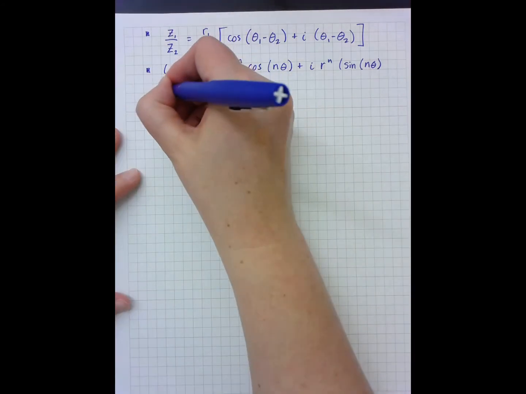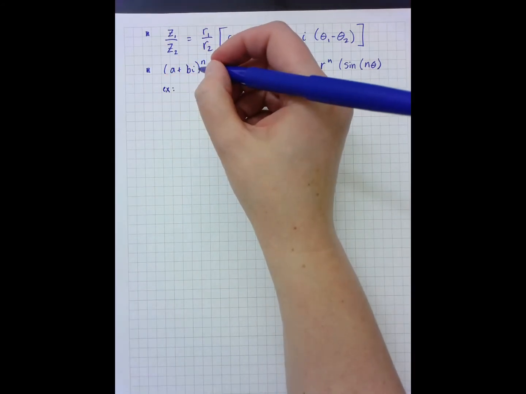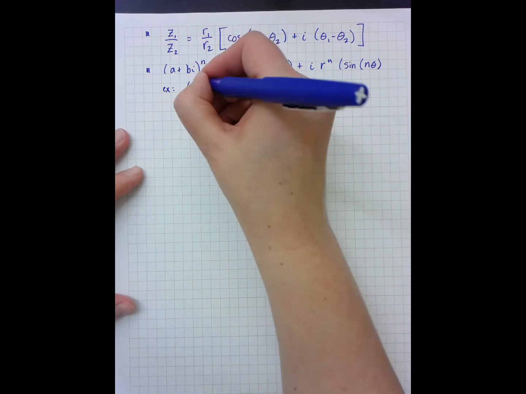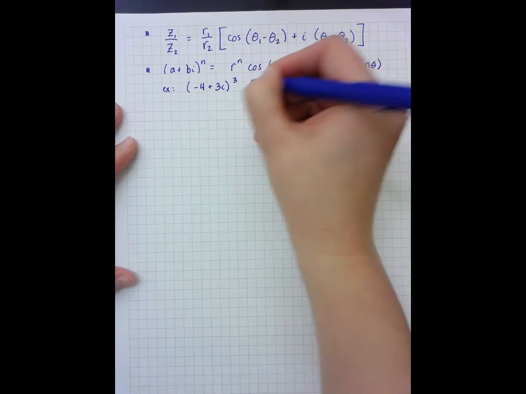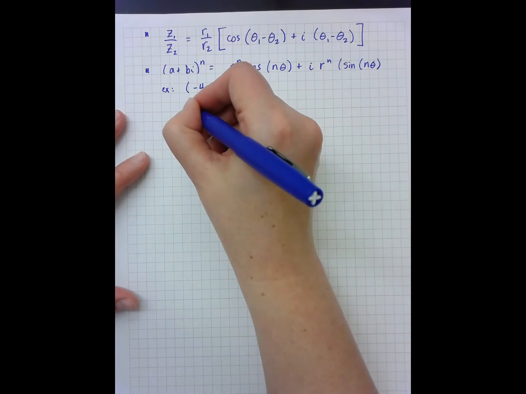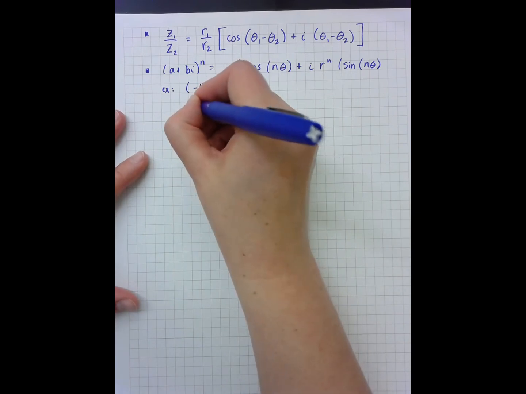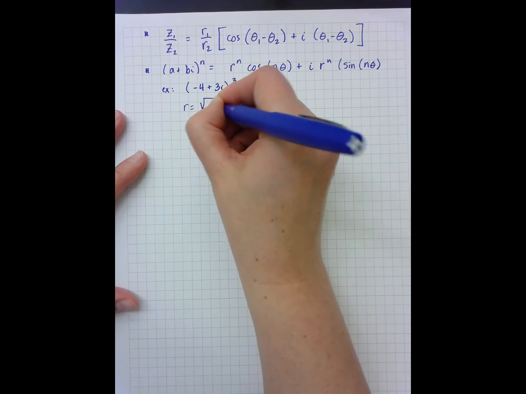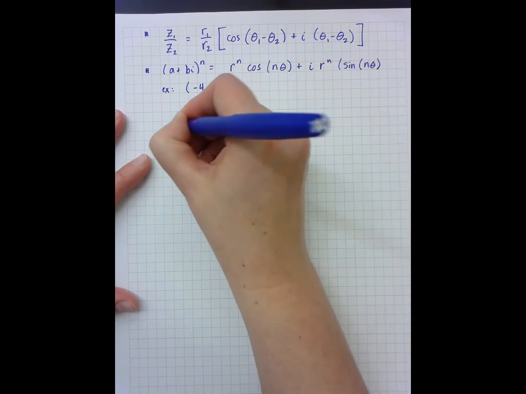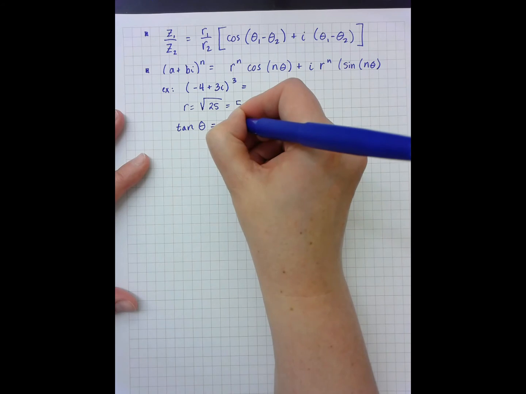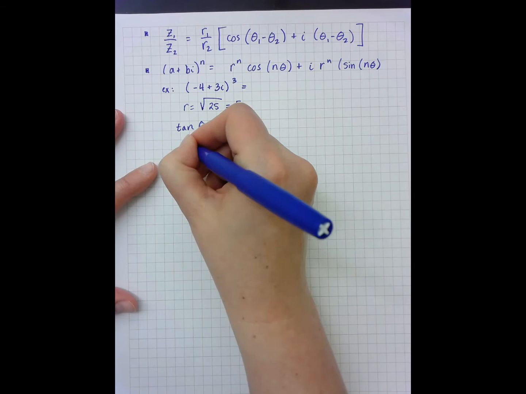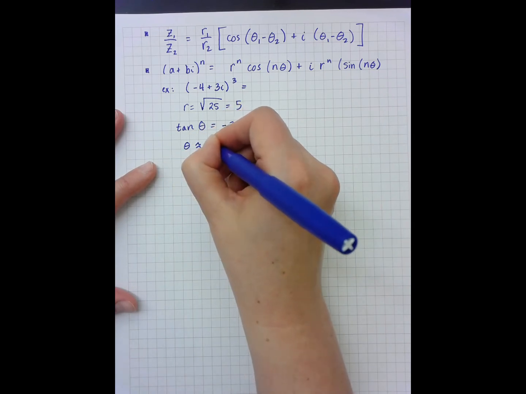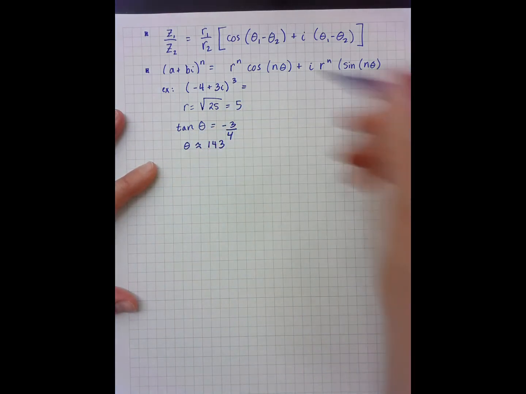So now if we do an example of this, I'm going to take a relatively straightforward example because I would like to be able to verify it. So if I have -4 plus 3i to the third power, I know that my r is going to be the square root of 25, which is 5. Tan theta is going to equal -3/4, which means theta is going to be approximately 143 degrees.